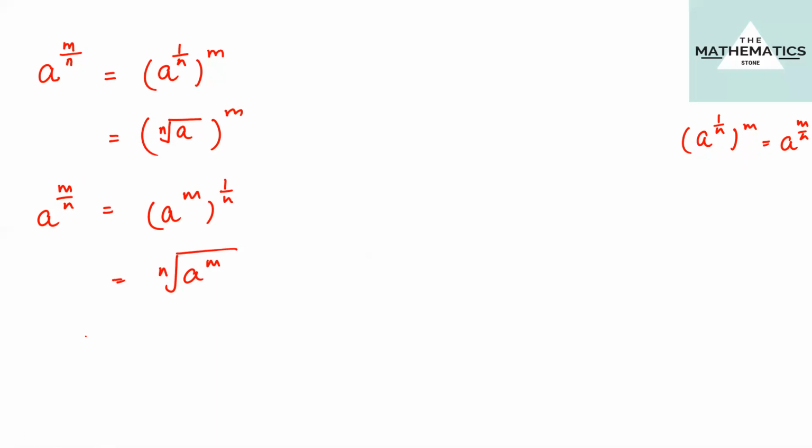Now, some terminologies. This symbol is called radical. And if n is equal to 2, then this term is called square root. And whatever is inside the symbol, that's called the radicand. So this a is called the radicand.